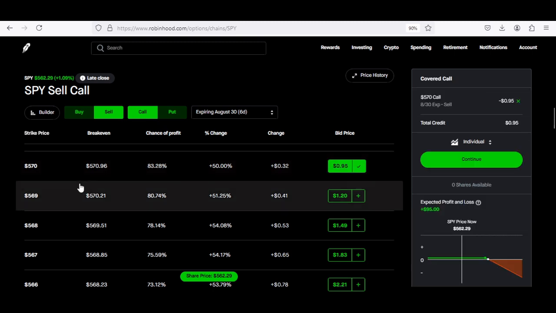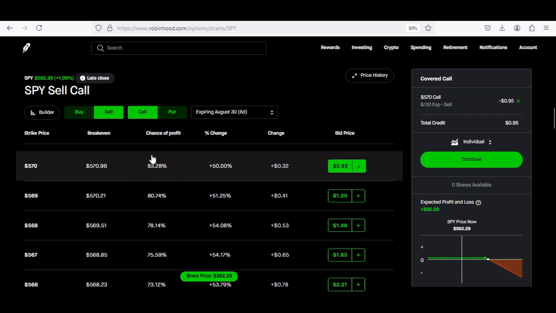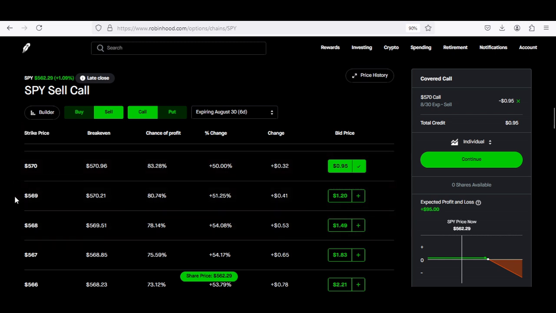Now, how did I choose the 570 strike price? Well, I have been trading for a while and I have developed my own risk tolerance. So whenever I'm doing this option strategy, I usually look for a chance of profitability of 80% or higher. So any price above the 569 fits right into my risk tolerance.